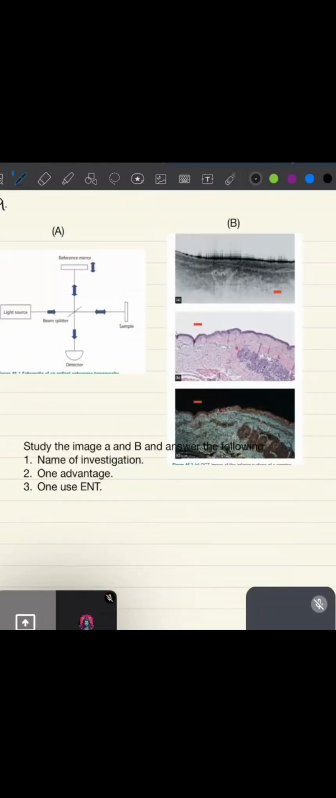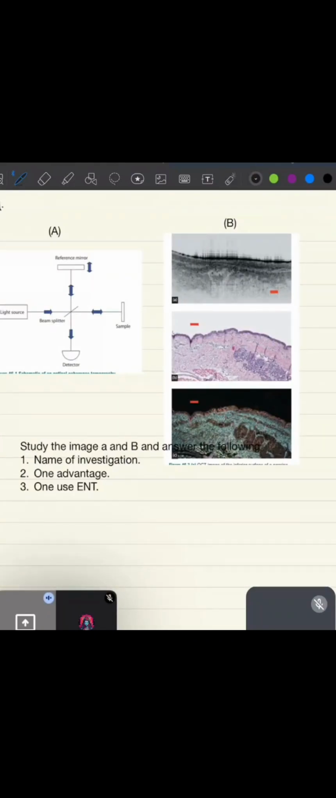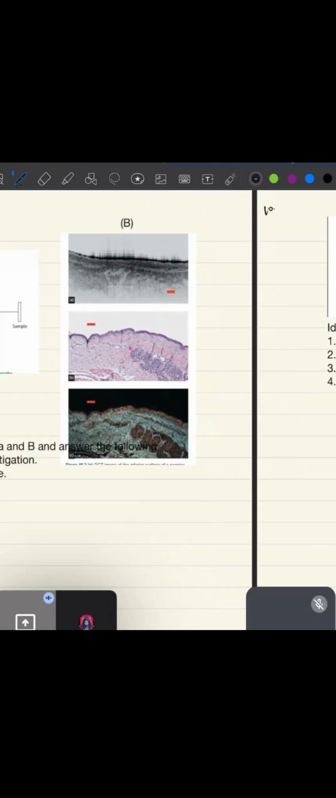Okay, so coming to the next question. These are short questions only, not much extra thing for that. Let's see what they are asking. They are saying study these 3 images, and they're asking what is the name of the investigation, one advantage, one use in ENT. So basically, for including this image over here, my whole idea was to brush up your OCT. OCT means optical coherence tomography. So this is basically OCT. What is OCT? Optical coherence tomography.